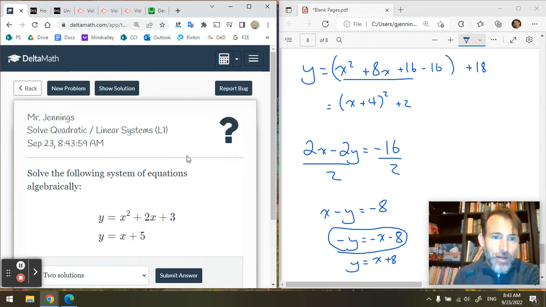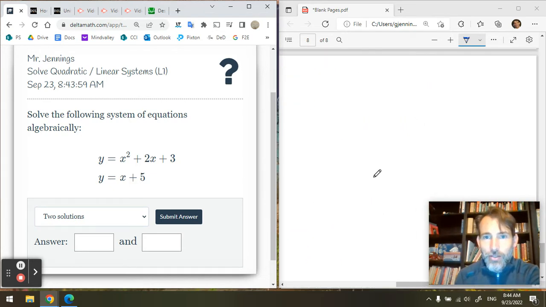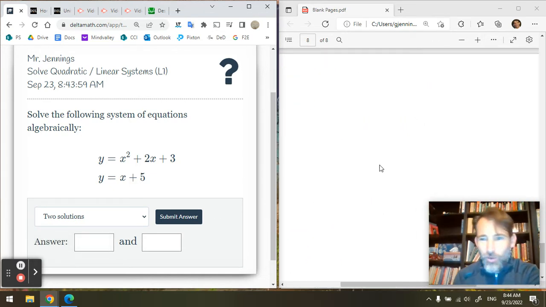Okay, now if we want to solve these algebraically, how do we do this algebraically? All right, well, they're using y equals notation, but I prefer function notation for these. So I'm going to copy them down as two distinct functions.